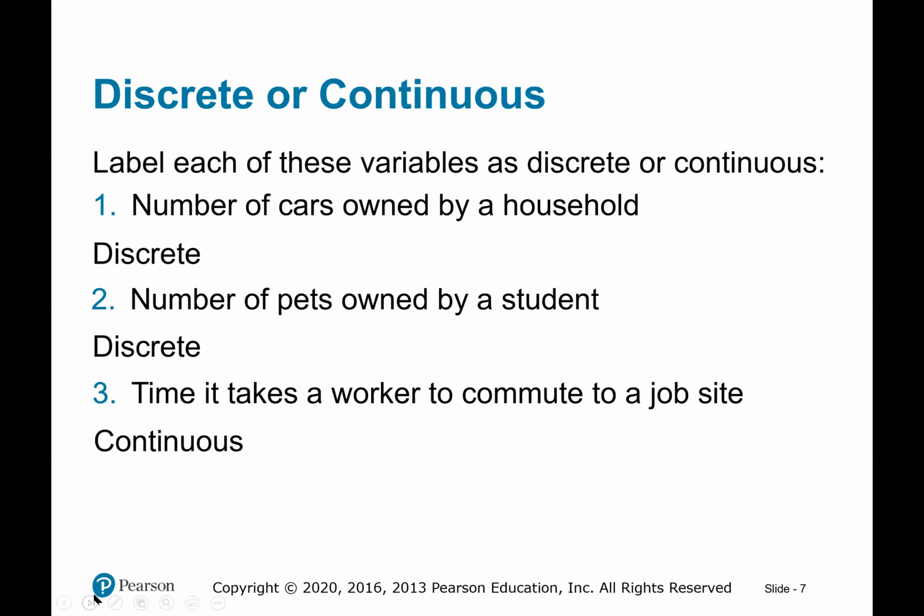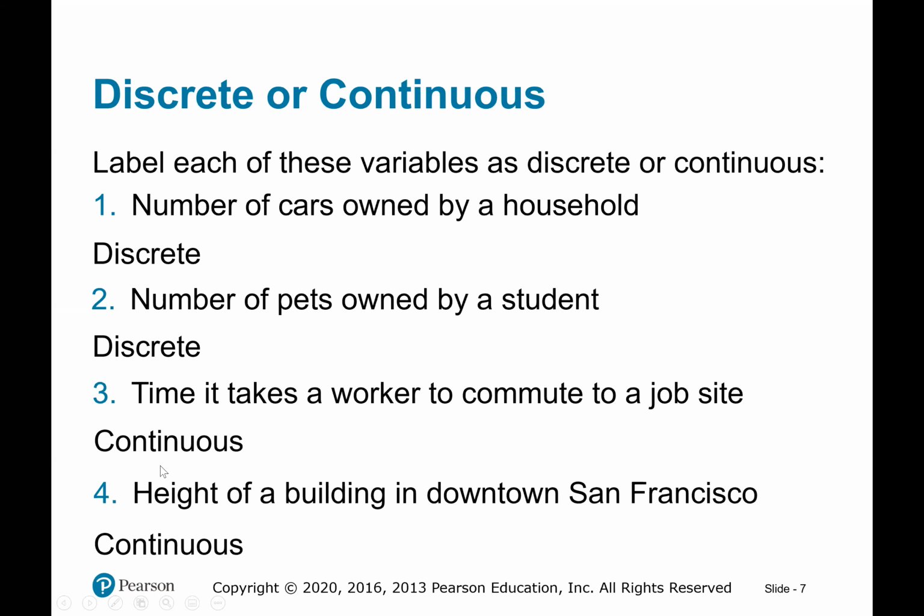And now let's have the height of the building. Any variable that's measuring height or time should be continuous. So the height of the building in downtown San Jose should be continuous.